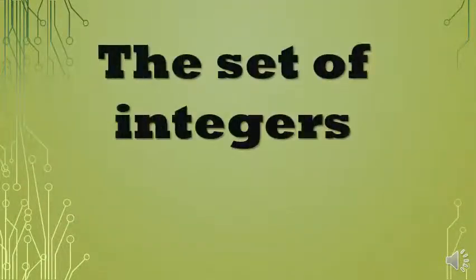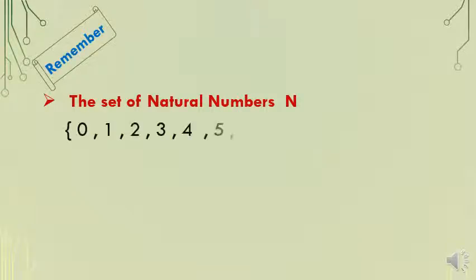Dear students, our lesson today is the set of integers, or Z. Now, let's remember together what we have taken in fifth primary. The set of natural numbers, N. N equals 0, 1, 2, 3, 4, 5, 6, and so on. Set of whole numbers starting from 0.